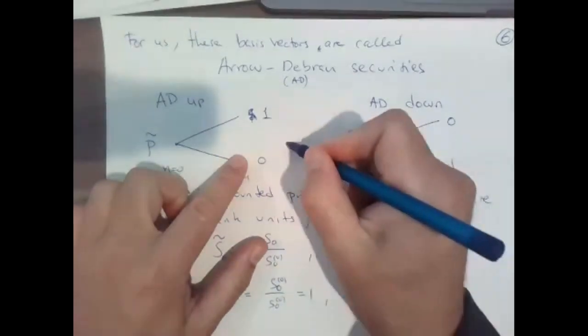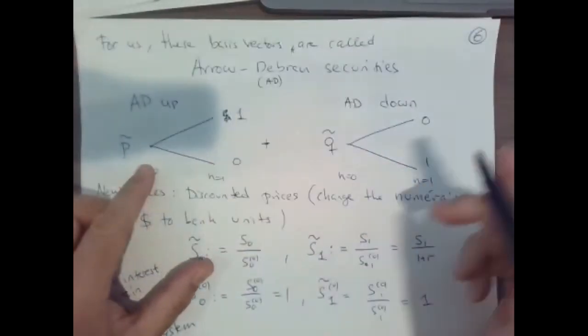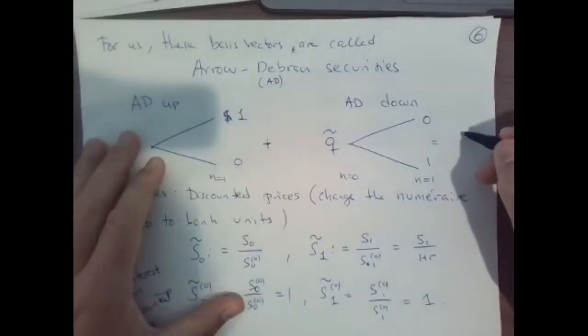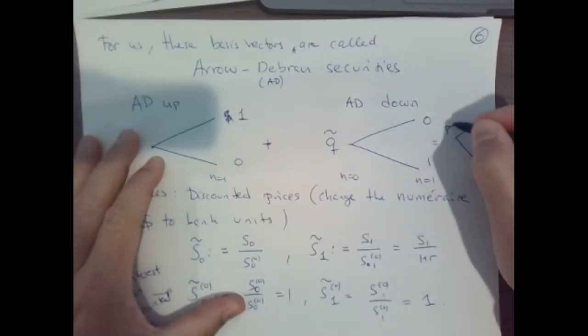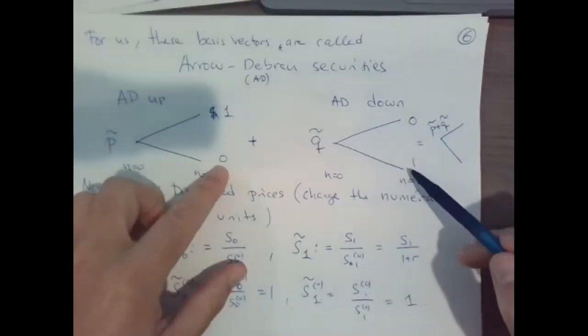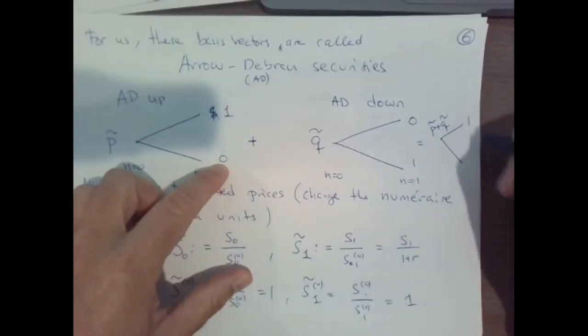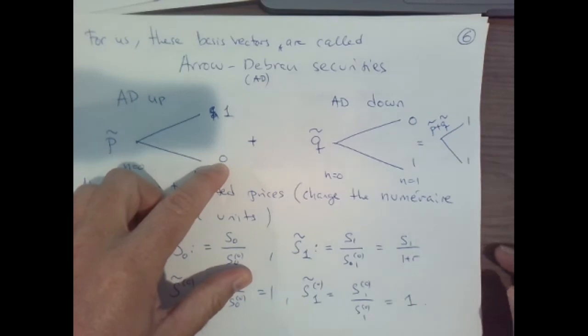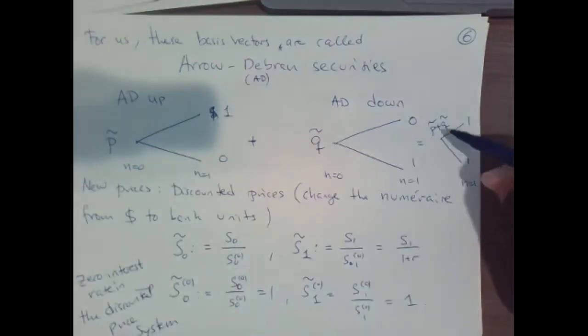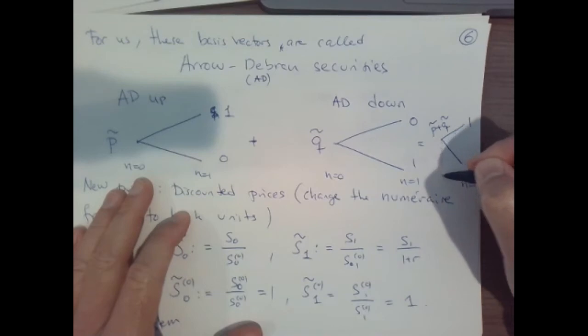Well, if I take and combine the two, like if I take this and I add them up, then what am I going to get? I will get a diagram over here, which is P tilde plus Q tilde. And if I look at the payouts of the sum, I'm going to get 1 and 1 here. So then the question is, if I am in a world like this one, what is the value of getting $1 at the end? What is that value at time 0?